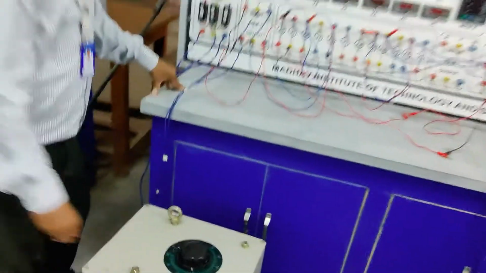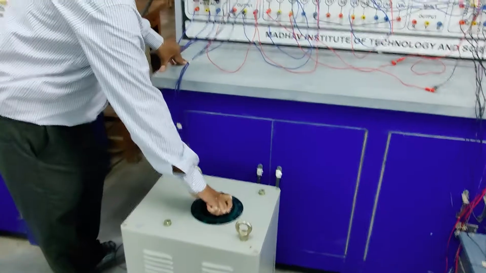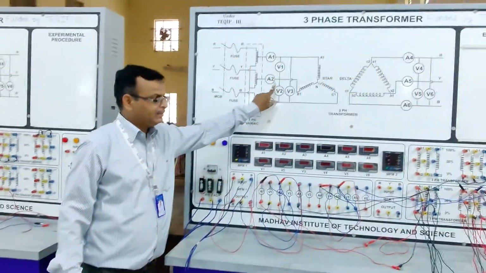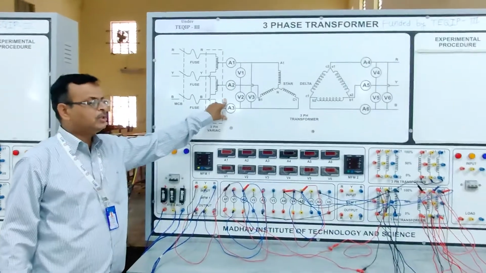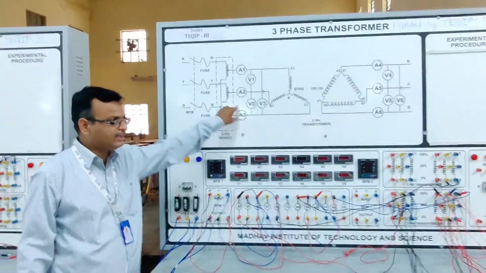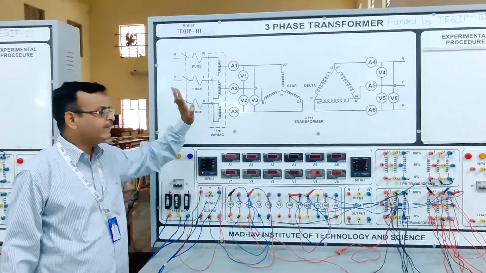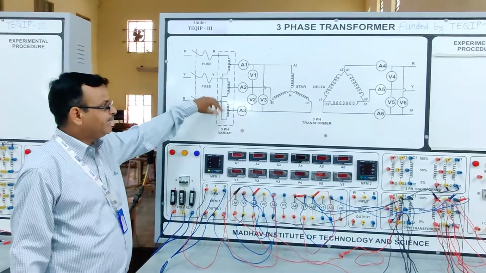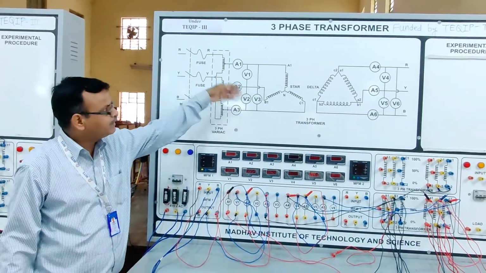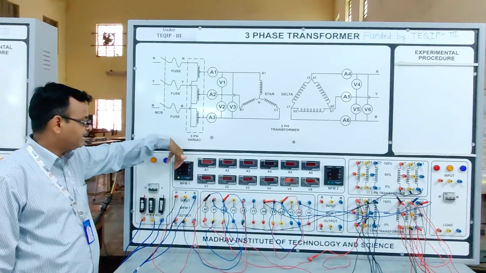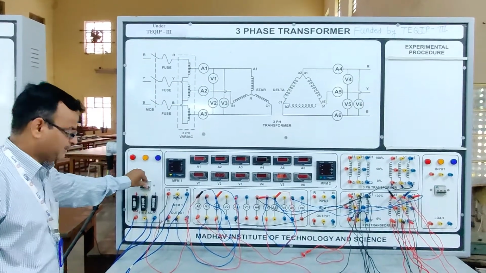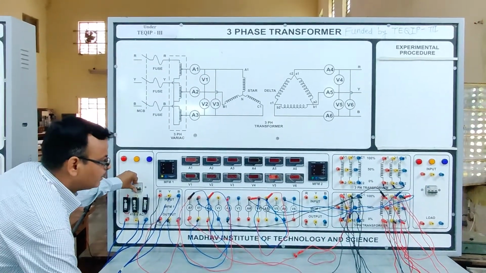So for giving this voltage, gradually increase the voltage up to the rated value of this primary winding. Remember that the voltage should not increase beyond this value, because this test is performed at rated value. At rated value, we can record all the observations A1, A2, A3 and the multifunction meter. So we switch on and gradually increase the voltage.